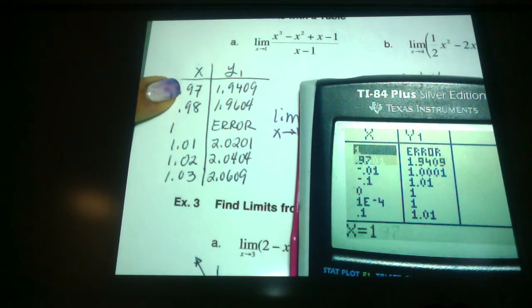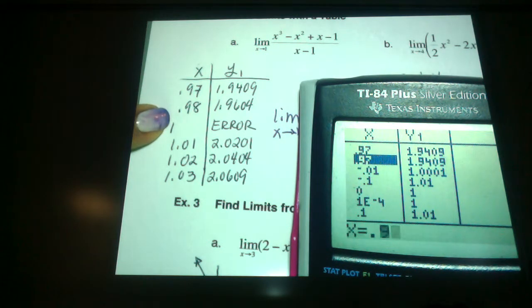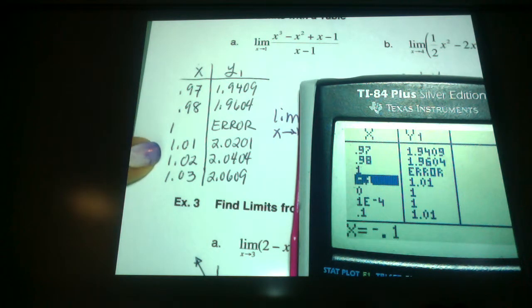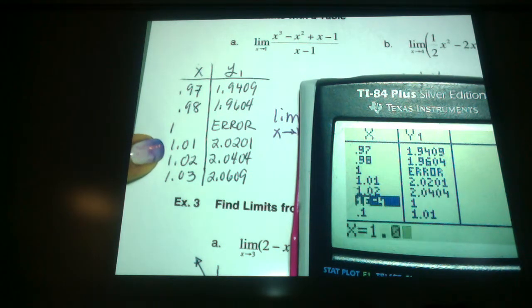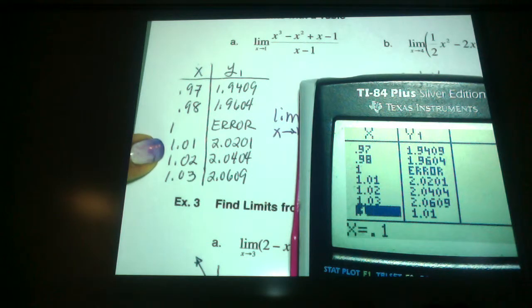Whoops, I want to go up. So 0.97, 0.98, 1, there's my error. Because you want the limit that we're approaching in the middle, the number that we're approaching. And then 1.02 and 1.03. Oh, we probably could have gotten 0.99 in.